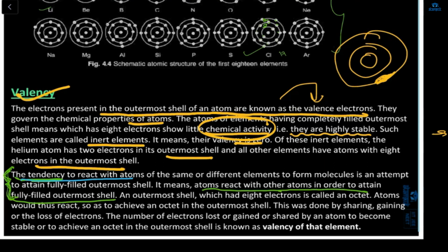Why is it forming a molecule? Because to attain a fully filled outermost shell. It means your atoms are reacting with other atoms, just like your H2O. Hydrogen is reacting with your oxygen to attain a fully filled outermost shell. An outermost shell which has 8 electrons is known as an octet. Octet means 8 electrons.